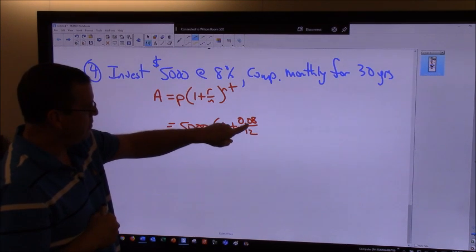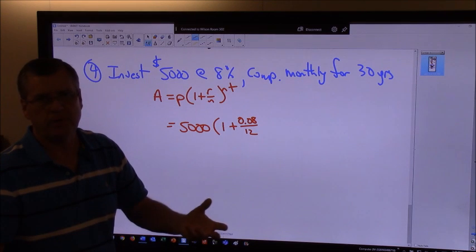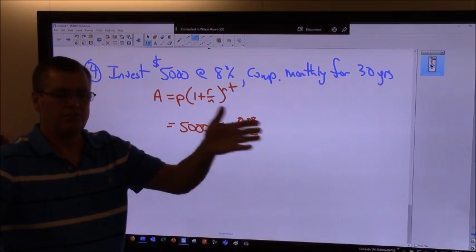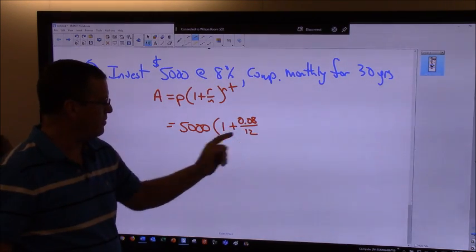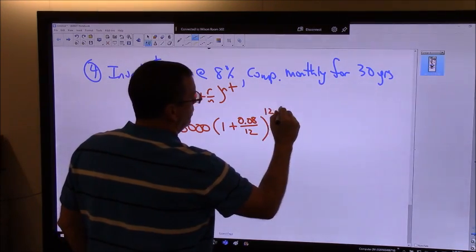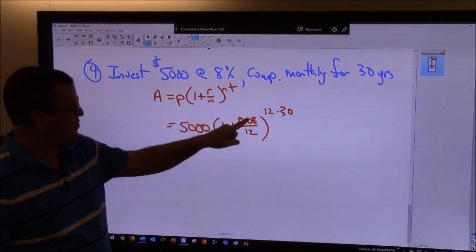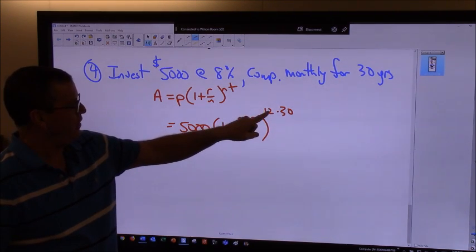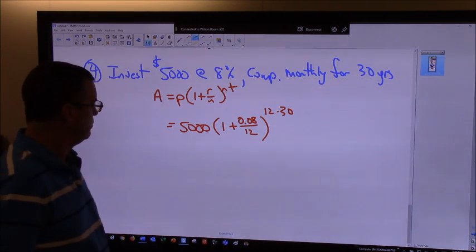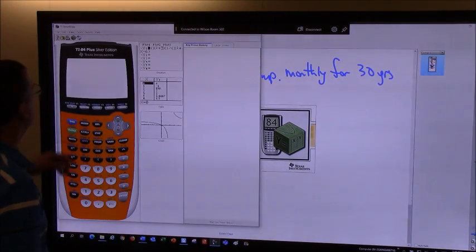What we're doing is we're taking that yearly interest rate of 8% and breaking it down into 12 equal interest payments. You don't get 8% every month, you get 8% for the year. So for 1 month you get 8% divided by 12. Raised to the 12 times 30. Okay? And so the reason we put that 12 in there is because we've changed this to a monthly interest rate, and there are 12 times 30 months in 30 years, 360 months. Okay, so now I'm going to take my calculator to figure this out.